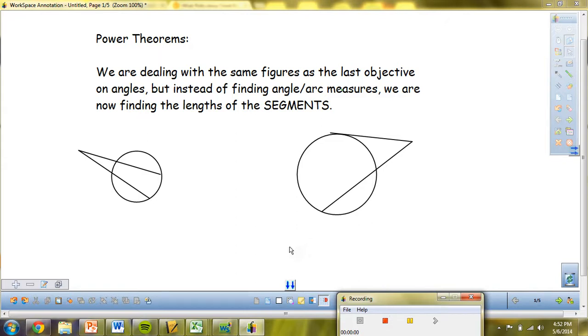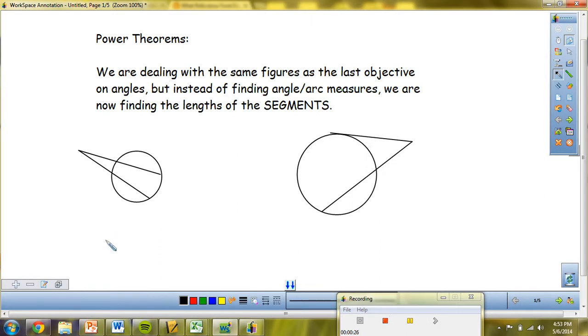Okay, so this objective is on power theorems. It's just a nickname for what we are dealing with, these formulas. But they are the exact same pictures and figures that we were dealing with in the last objectives when we were finding angles and arcs, except now we're going to be finding the segment lengths and the measures of the lines instead of the measures of the angles and the arcs.